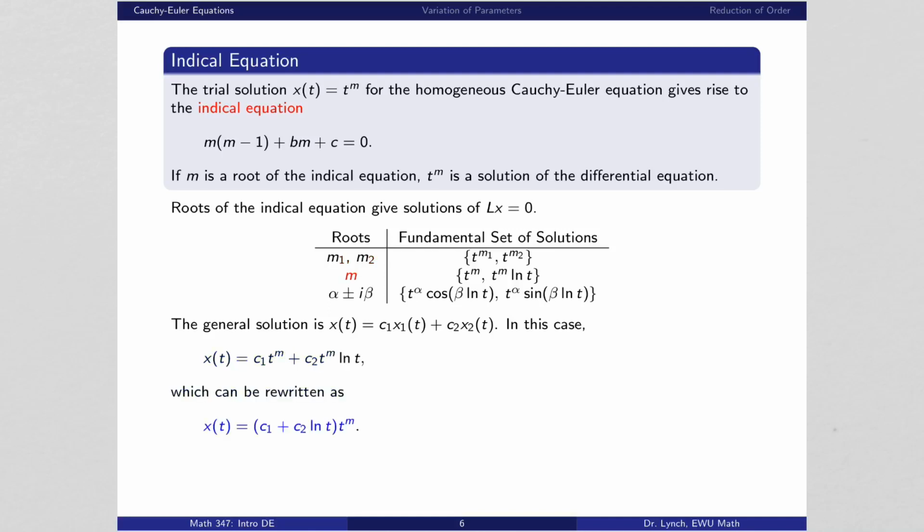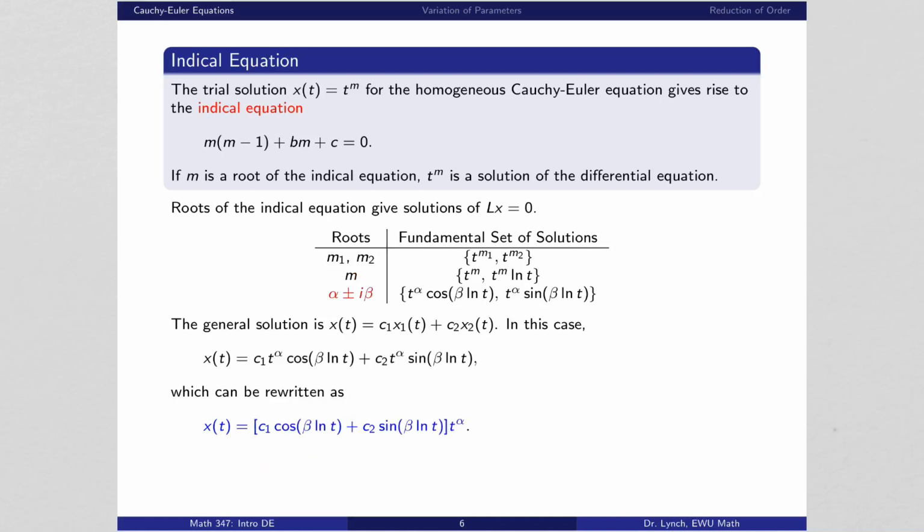In the case of a real repeated root m, the two solutions, and again we'll derive this later, but I invite you to verify it now, are t to the m and t to the m times log of t. So the general solution, again a linear combination of those linearly independent solutions, which I've written here in factored form as c1 plus c2 log of t, all times t to the m.